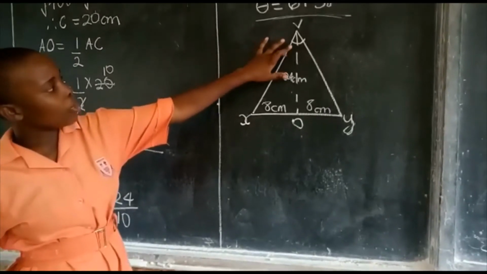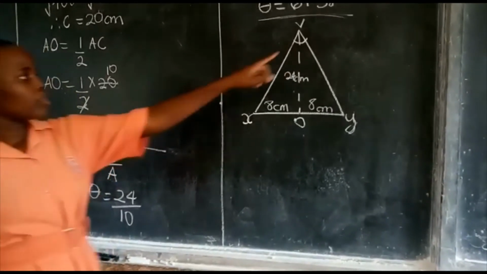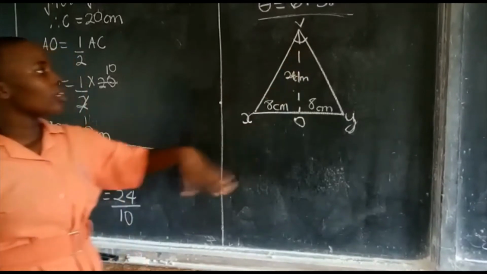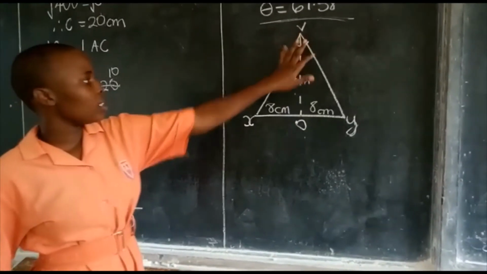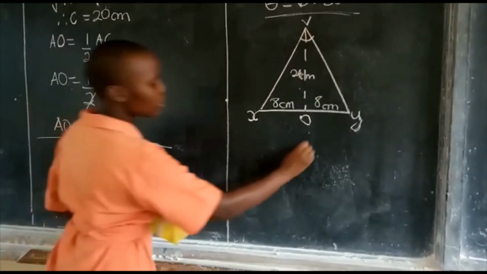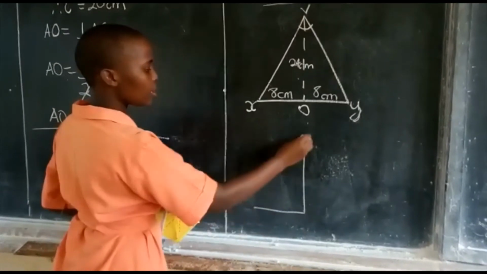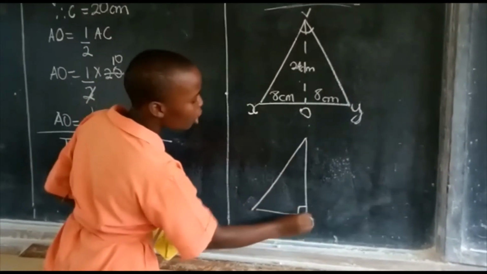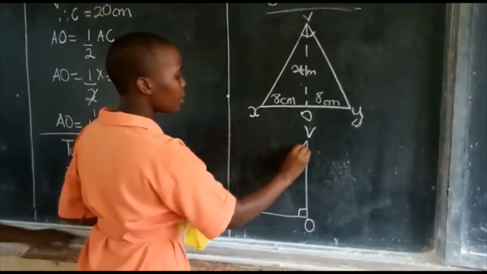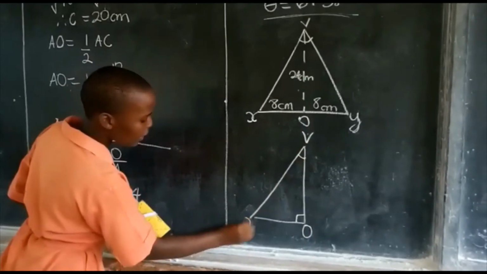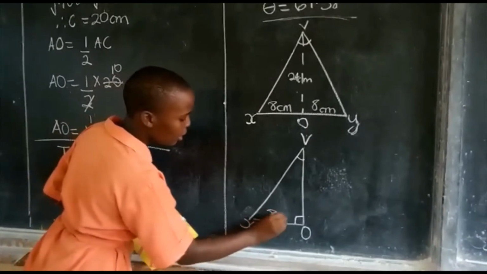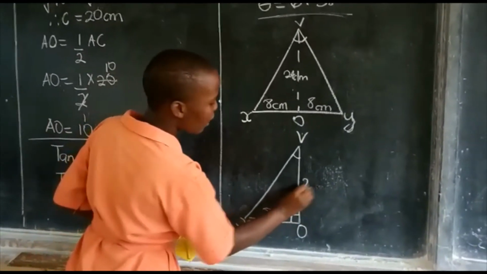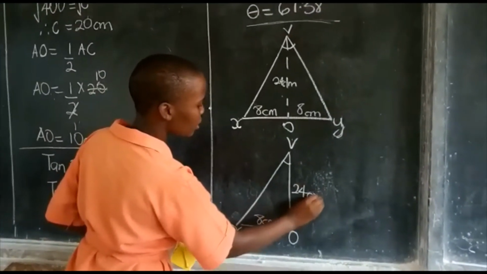of the angle, we shall first find it, then we multiply it by 2 to get the whole angle. So this angle will be the same as this one. When we extract it to look like this, our angle 90 will be formed at O. V, this will be half the angle, and X, 8 centimeters, and our height, which is 24 centimeters.